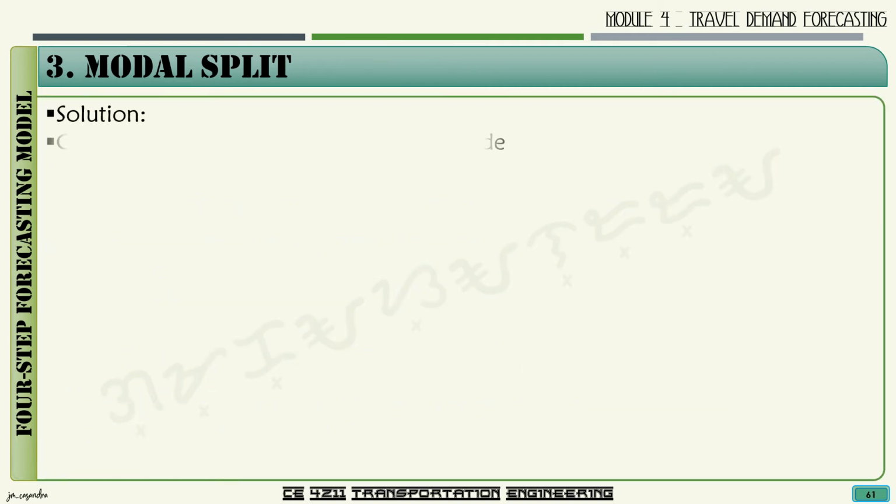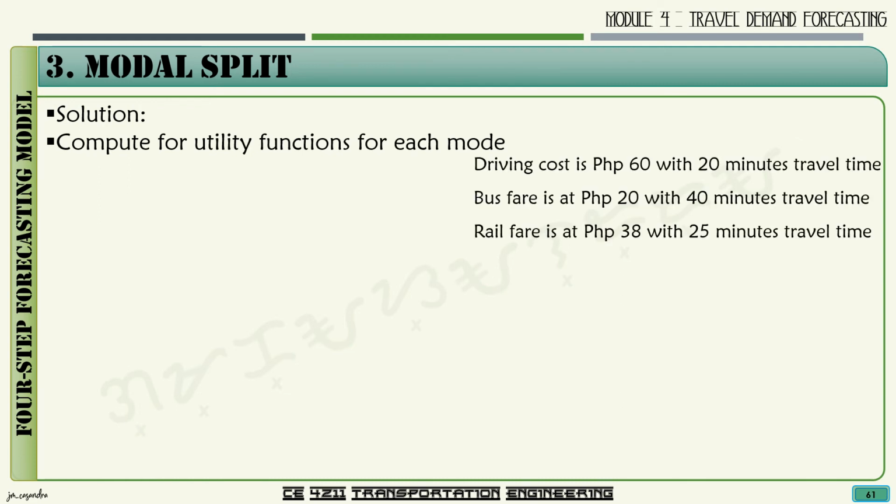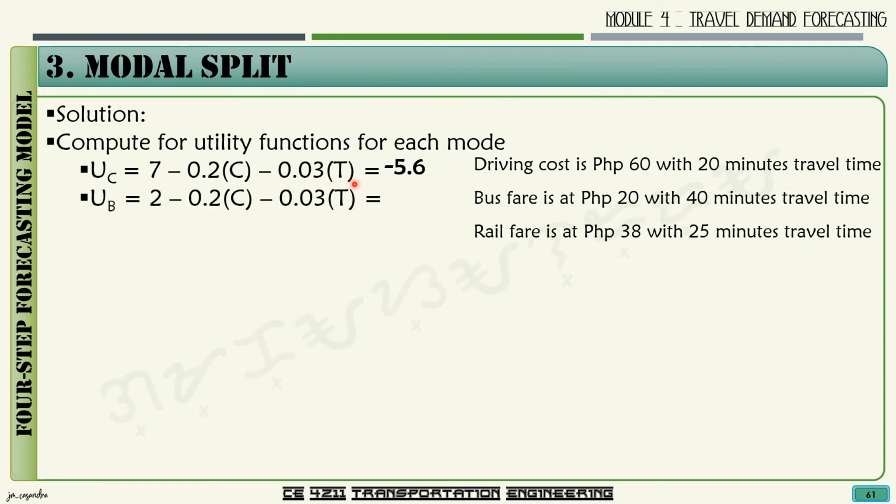So for our solution, we just compute for the utility functions for each mode using the respective equations and the given transportation costs and transportation travel time. So for the utility function for private cars, we have 7 minus 0.2 times the cost of 60 minus 0.03 times the 20-minute travel time, giving us a value of negative 5.6.